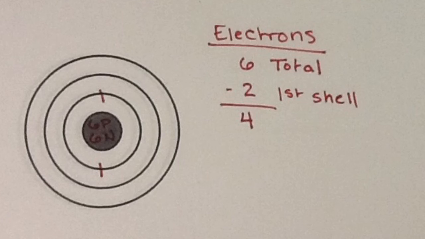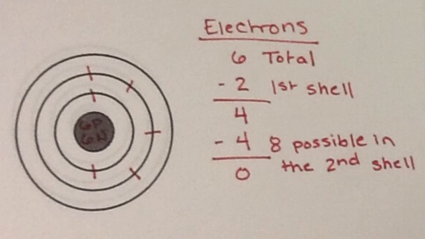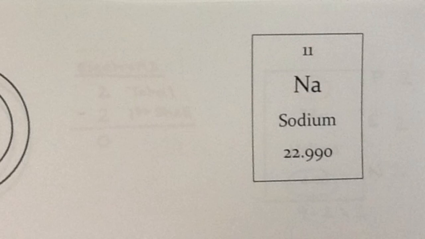The first shell can hold up to 2 electrons, so we will draw them in on our Bohr model and subtract them from our electron total, which is 6. This will leave us with 4 electrons. 4 electrons will easily fit in the second shell, which can hold up to 8. Because we have only 4 electrons left in our outermost shell, the valence number of electrons for carbon will be 4. Our final atom that we will be drawing a Bohr model for today is sodium.